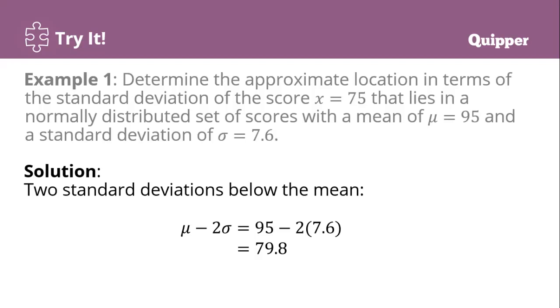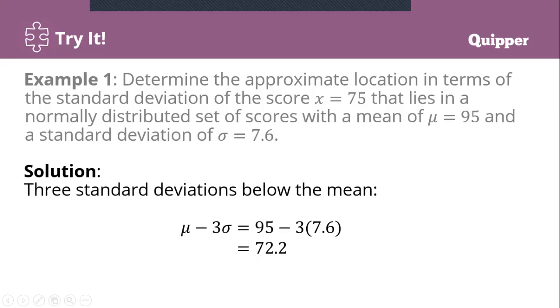Okay, let me show you. 2 times 7.6 is 15.2. Then 95 minus 15.2, that is why the answer is 79.8. Next, for 3 standard deviations, we multiply the standard deviation by 3. So 7.6 times 3 is 22.8. Then subtract: 95 minus 22.8. So the answer is 72.2. Okay?